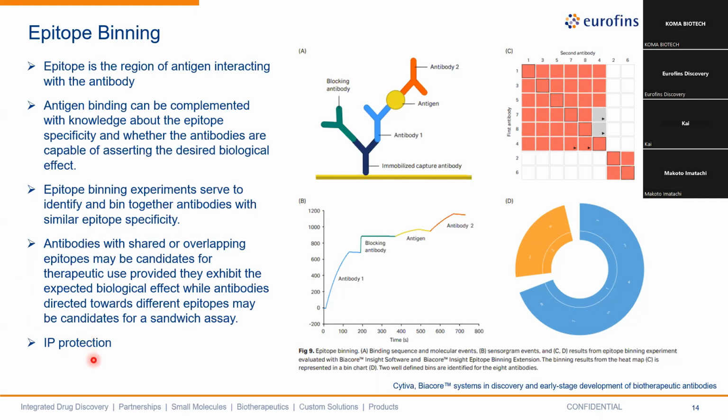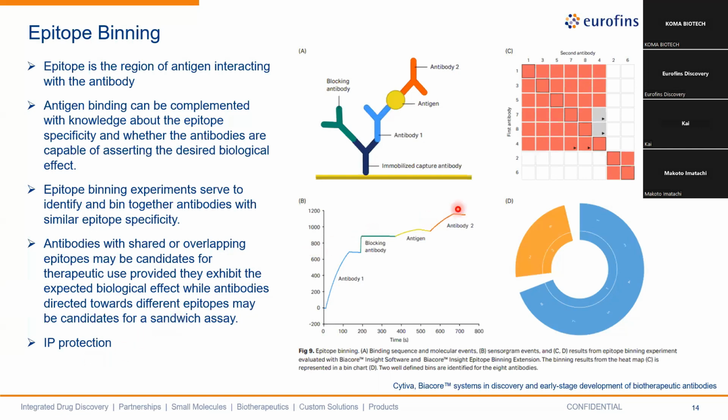And it can be used for IP protection. Maybe one part of the binding pocket of the antigen has been patented, so you want to find an antibody that binds to a different pocket to avoid this patent. Then it's important to know its binding pocket. So you need to do the epitope binning as well.